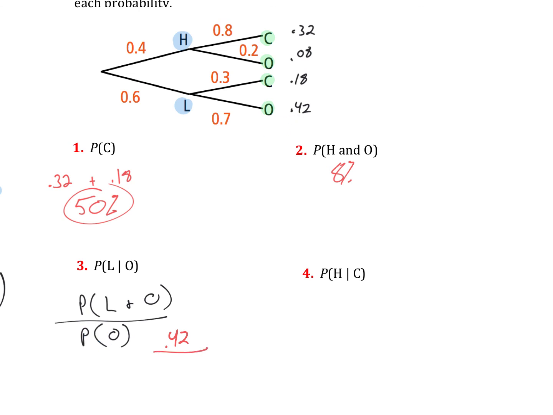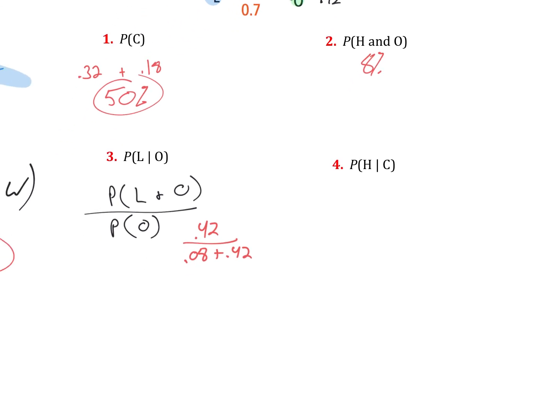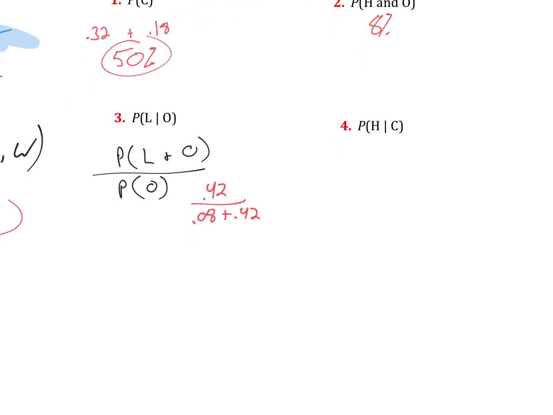Well, that can happen in one of two scenarios. School could be open if there's heavy snowfall. School could be open if there's light snowfall. 0.08 and 0.42. So I'd add those together. So this now becomes 0.42 divided by 0.50, and that's going to give me 0.84 or 84%. So the probability that there's light snowfall given that the school is open, 84%.